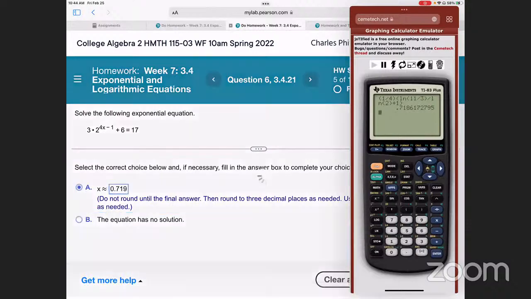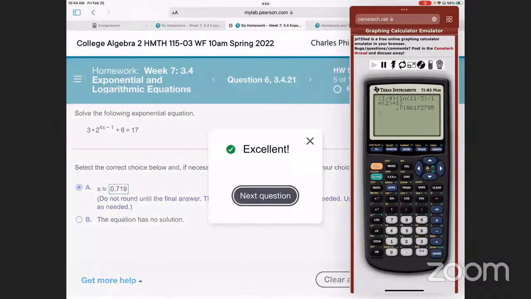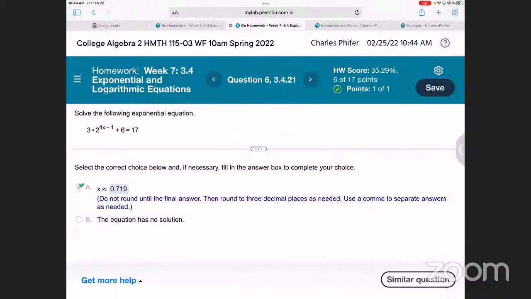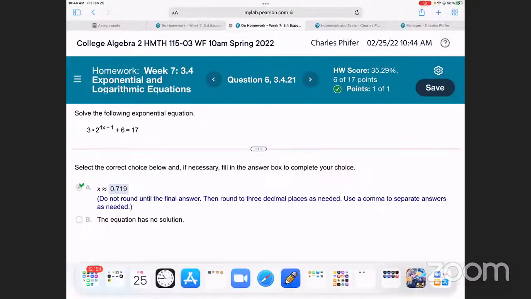0.719, crossing my fingers, and God is good all the time. Okay, all right. So we're going to put a pin in it right there, and hop back over here.